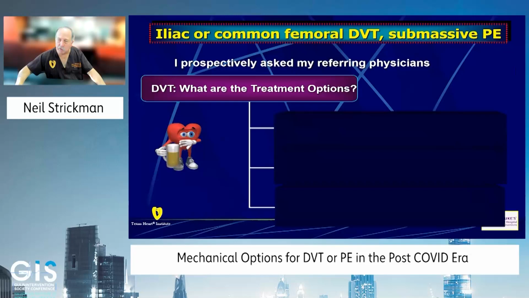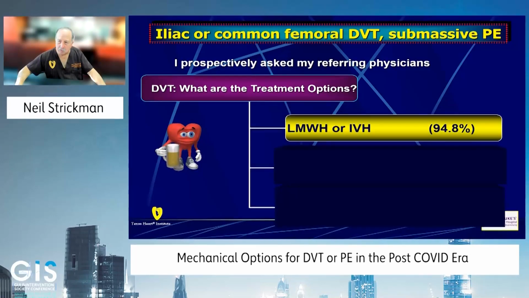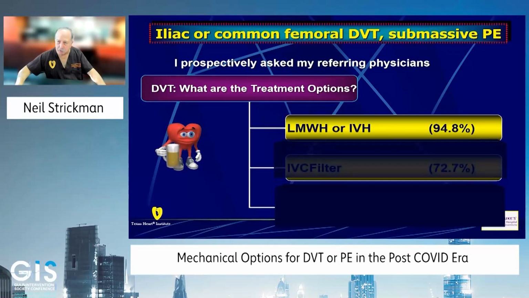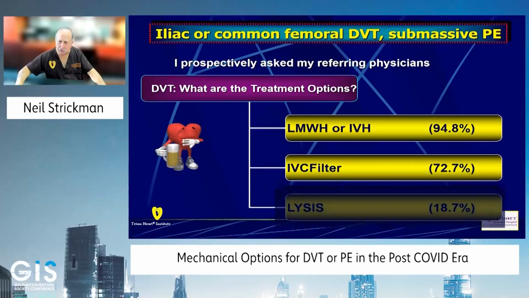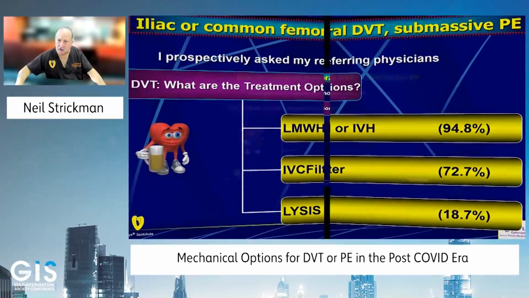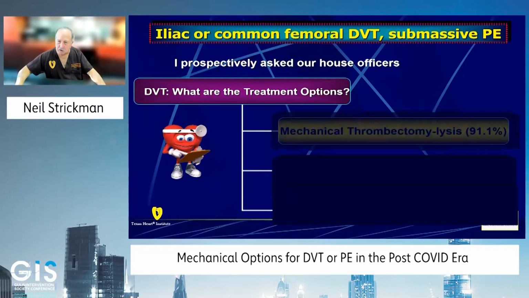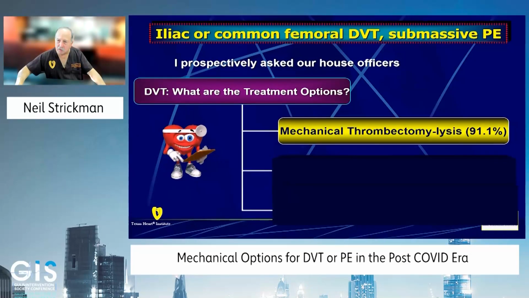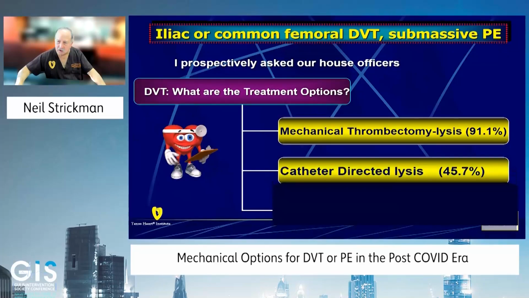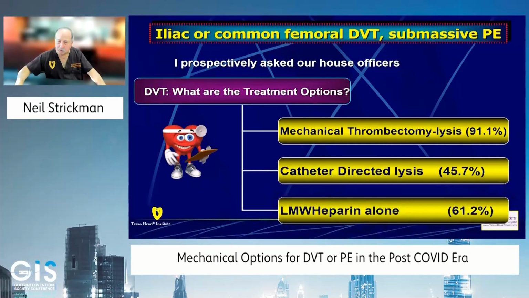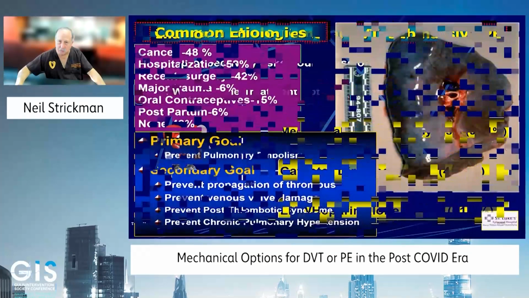So I asked my referring physicians, what are the treatment options for DVT or submassive PE? 95% said just heparin, IVC filter, and lysis. I asked the same question then to the house officers and cardiology fellows. 90% said mechanical thrombectomy or catheter lysis, and half said heparin alone.